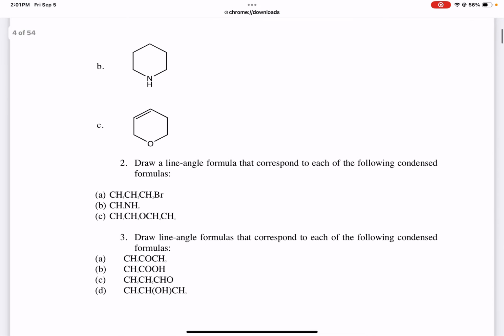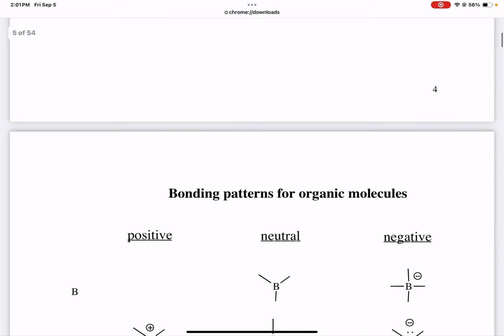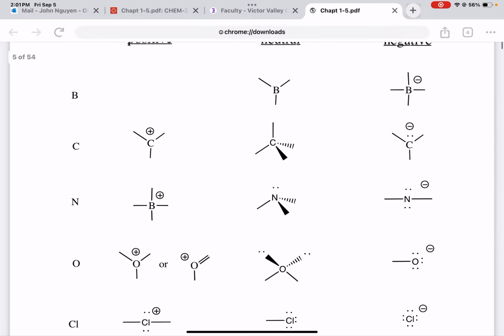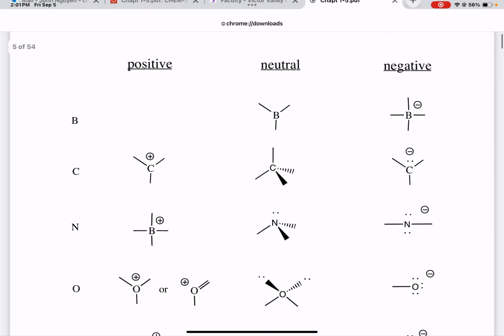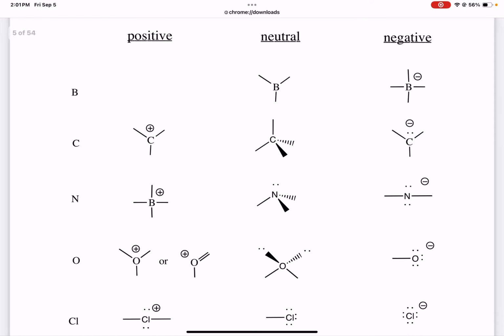Okay, we got a couple examples for you guys to practice. And here is what I'm talking about. Now this is the bonding pattern. If you notice, carbon neutral, the middle column, neutral carbon has 4 bonds. Notice the wedge bond means headed towards you, and the dash bond means heading away from you. The solid one line, those are the ones right on the surface.